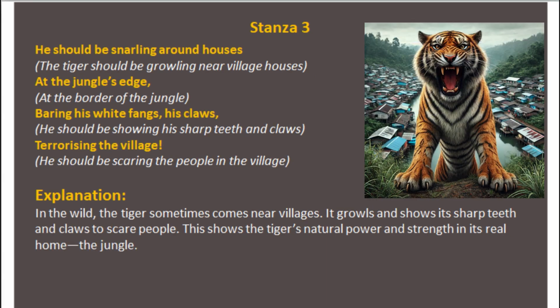In stanza 3, "he should be snarling around houses." The tiger should be growling near houses at the edge of the jungle. "At the jungle's edge." This is where the jungle meets human villages. "Baring his white fangs, his claws," the tiger would show its sharp teeth, fangs, and claws, scaring the villagers, terrorizing the village. The tiger would create fear in the village, as it is strong and powerful in its natural habitat.